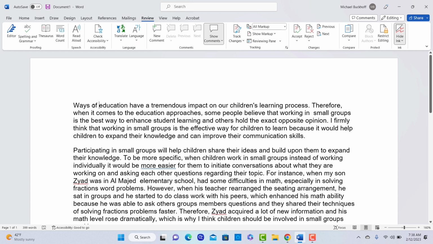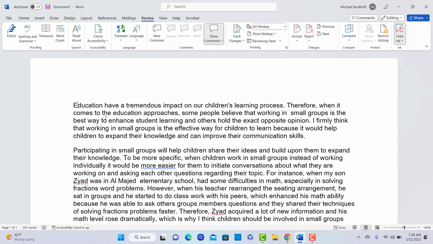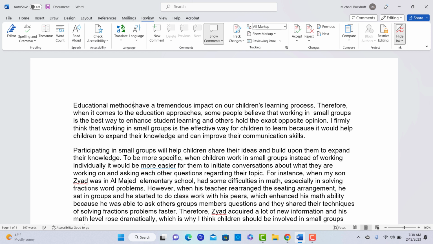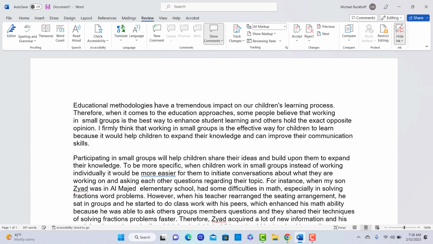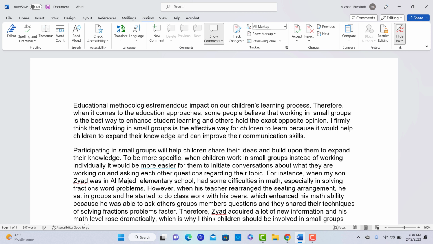You have "ways of education have a tremendous impact on our children's learning process." I'm going to get rid of this. I'm going to change this to educational. How about educational methodologies? Get rid of "have" and put "tremendously impact our children's learning process."